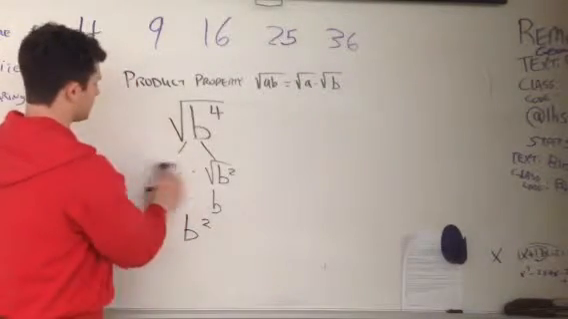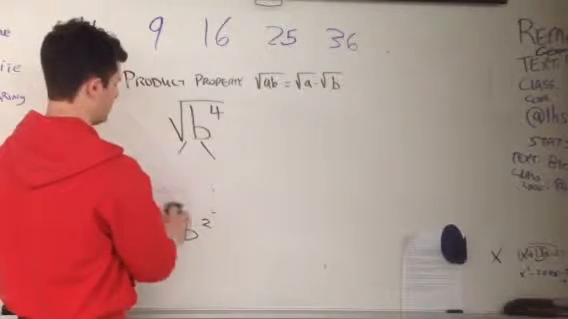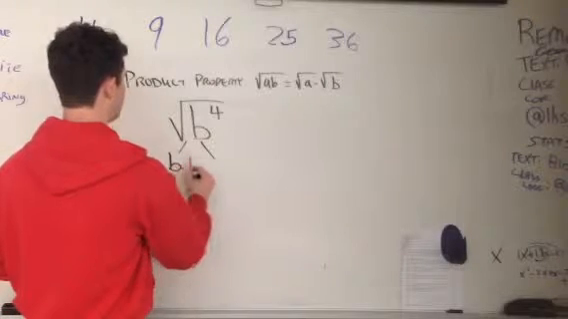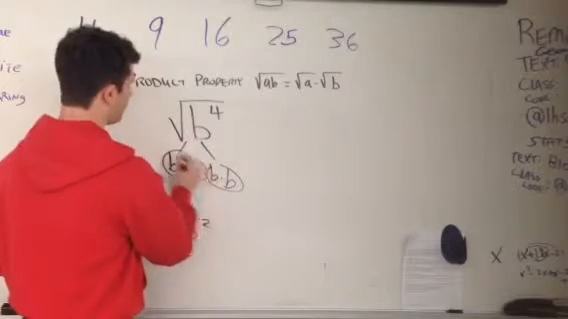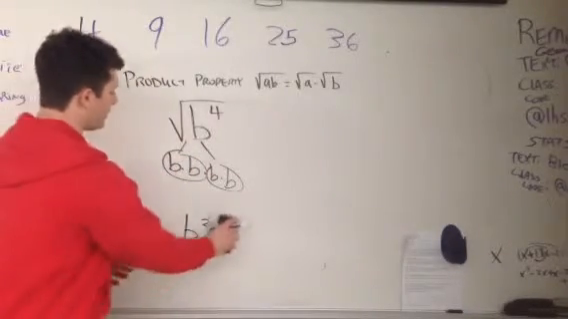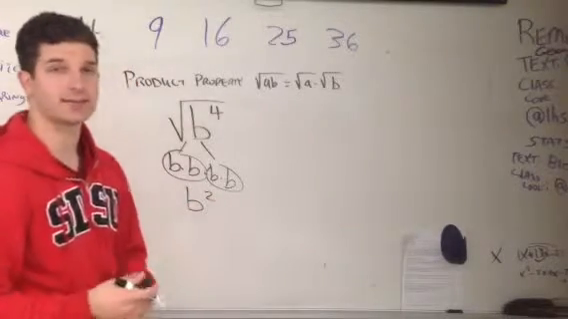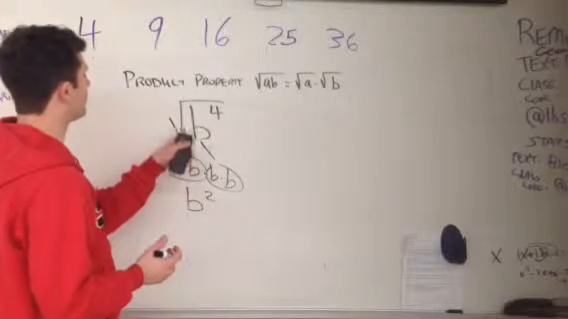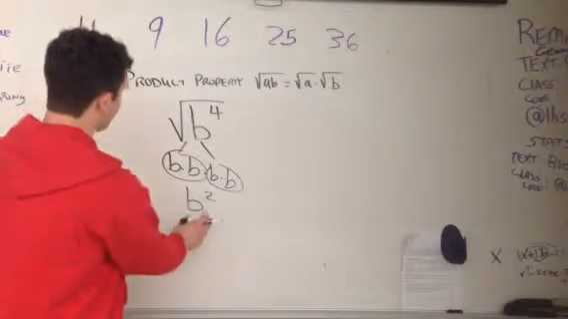Another way to look at it is that the square root of b to the fourth is simply b times b times b times b. How many pairs do I have? I have two pairs. So I have b squared as my final answer. Now I want to check to see if I'm correct. The opposite of a square root is squaring something. So this is my final answer.